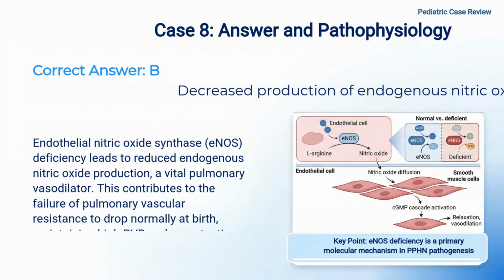Endothelial nitric oxide synthase is the enzyme responsible for synthesizing nitric oxide in the pulmonary vascular endothelium. Nitric oxide is one of the most potent endogenous pulmonary vasodilators. When endothelial nitric oxide synthase is deficient, nitric oxide production falls, and the pulmonary vasculature loses its ability to dilate normally after birth. This contributes directly to failure of pulmonary vascular resistance to decrease at the time of the neonatal circulatory transition, perpetuating the high-resistance state that defines PPHN. This is why inhaled nitric oxide is so effective as a treatment, as it bypasses this deficiency by delivering nitric oxide exogenously.